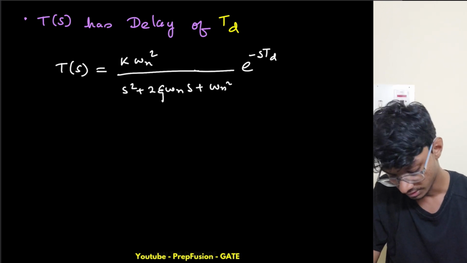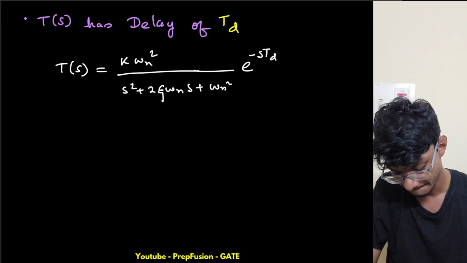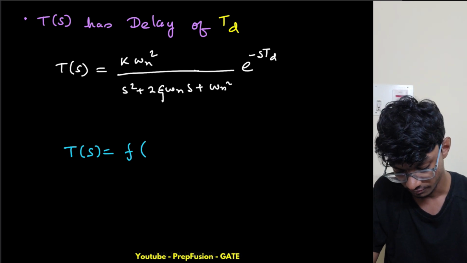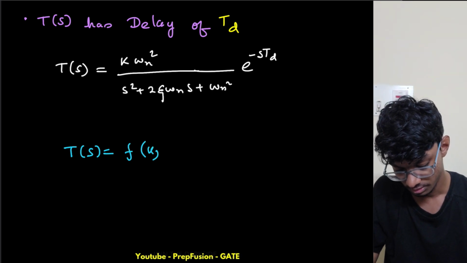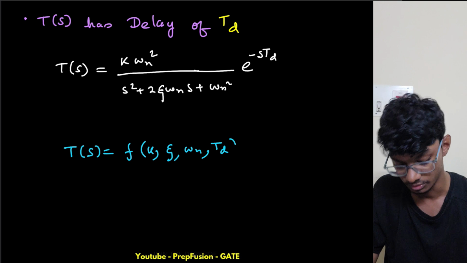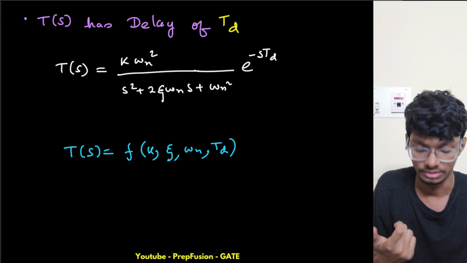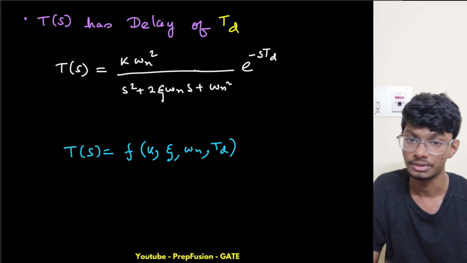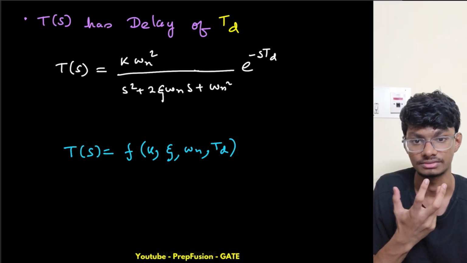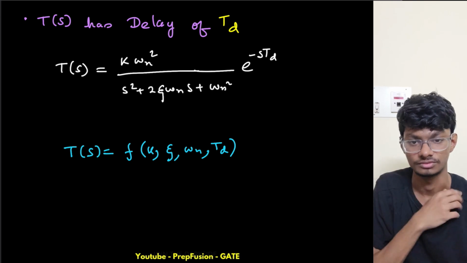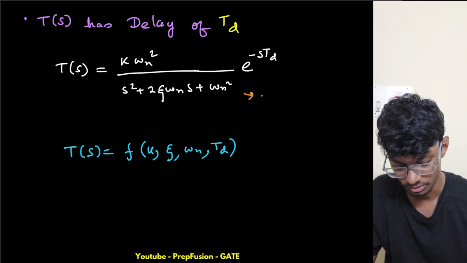So this time, my transfer function will be a function of a lot of things. It will be a function of k, zeta, omega n, and this time delay also. So it will be a function of four things. This is also a non-standard format, obviously, but these are practical systems. There is delay in the system and there is some DC gain. DC gain isn't always 1. So yeah, this is also a non-standard format.